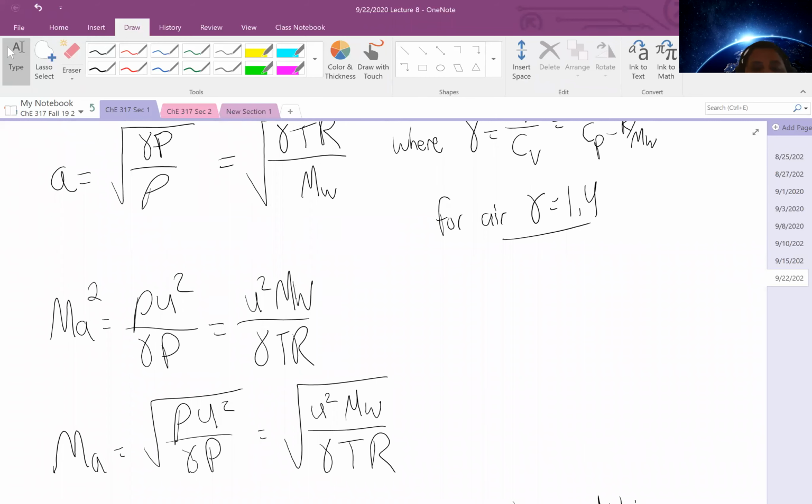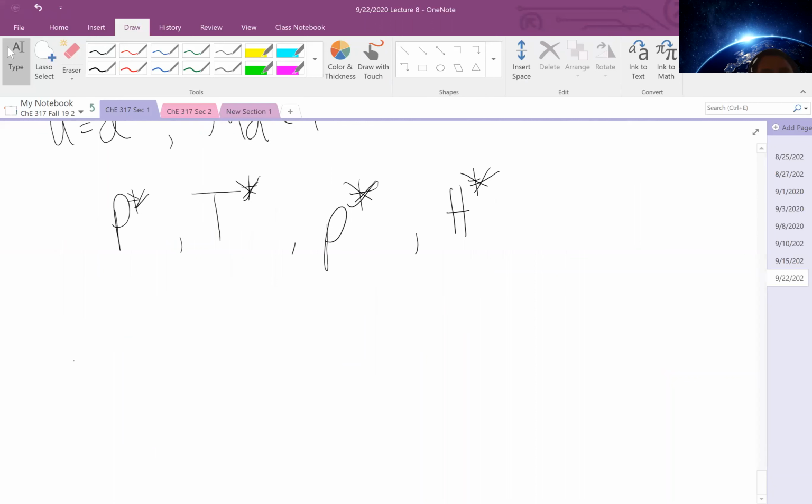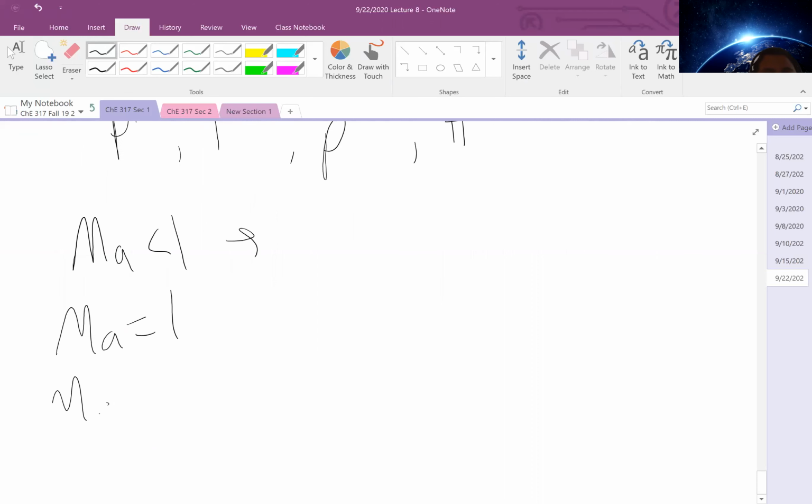Because speaking of, what do we consider flow when the Mach number is less than 1? The Mach number is 1, and the Mach number is greater than 1. Anybody? We can do a random pop quiz that's not worth anything. It's like trivia.